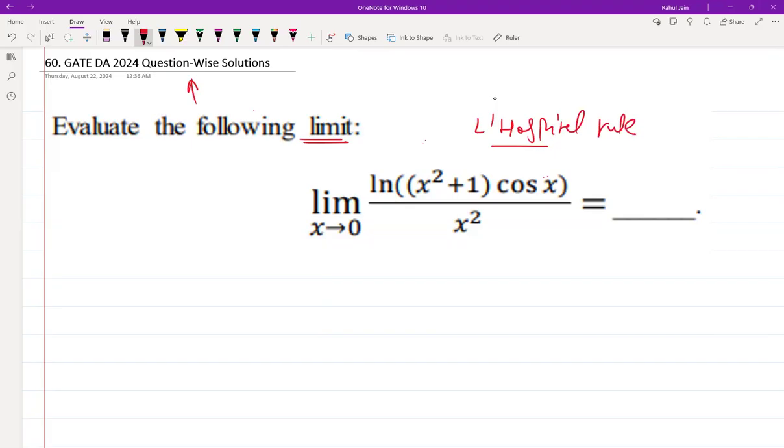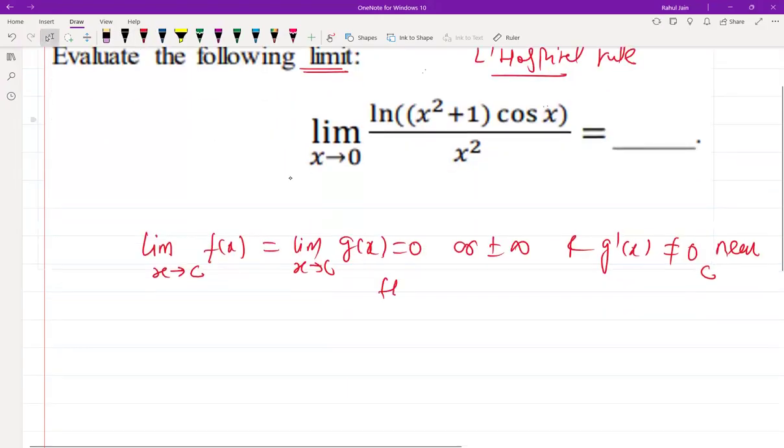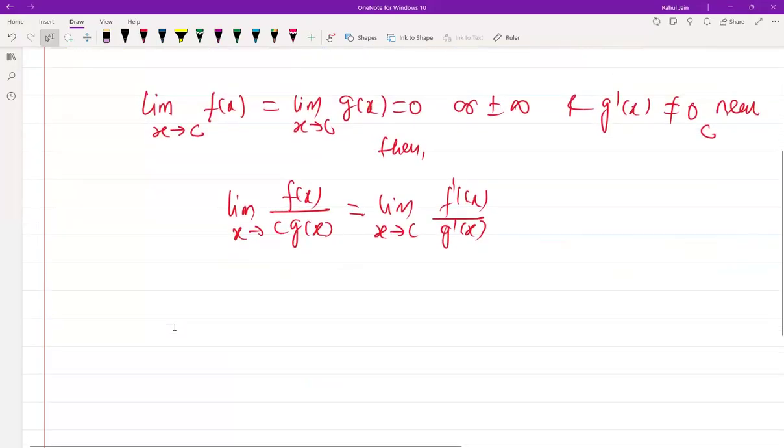rule, and using L'Hospital rule, you know that the rule states that for any limit x to c, if the function f(x) equals the limit x to c of g(x) equals 0 or plus minus infinity, and g'(x) does not equal 0 near c, then the limit x to c of f(x) divided by g(x) equals the limit x to c of f'(x) divided by g'(x), right? This rule you should know before solving this question.